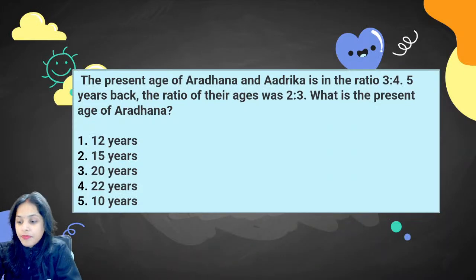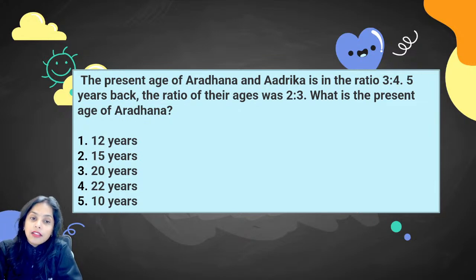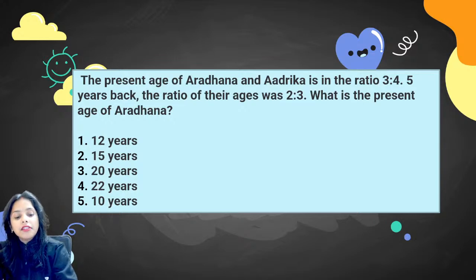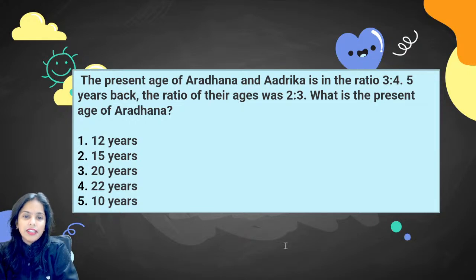Chalo, next question. The present age of Aradhana and Adrika is in the ratio 3:4. 5 years back, the ratio of their ages was 2:3. What is the present age of Aradhana? This is a question which is very, very simple.